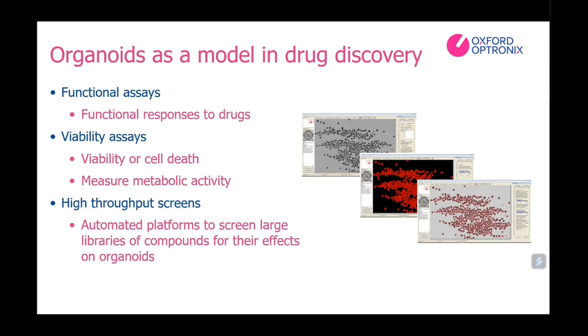So these assays involve using automated platforms to screen large libraries of compounds for their effects on organoids. High throughput screening assays can rapidly test the effects of a large number of drugs or drug candidates on organoid models. And this allows for the efficient identification of potential drug candidates for further validation.